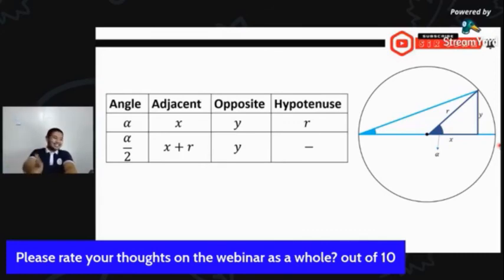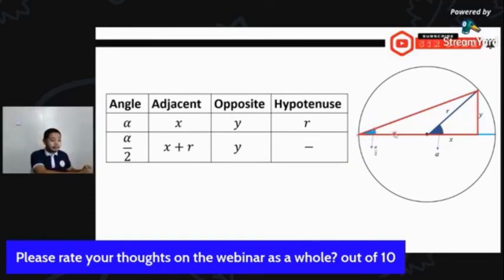So in that case, we can say that the measurement of the inscribed angle is simply half the measurement of the central angle. So this will now be equivalent to alpha over 2. Now, notice this triangle, that red triangle. This angle is actually equivalent to alpha over 2, correct?